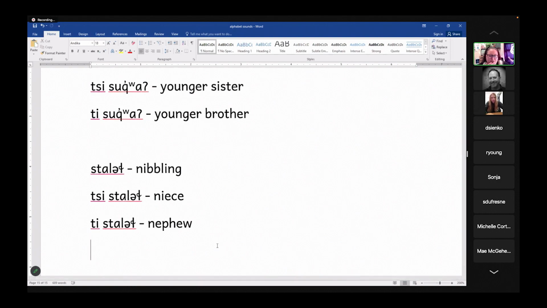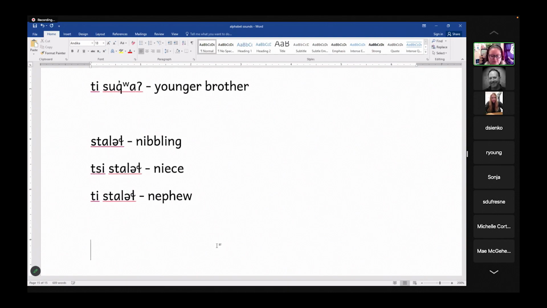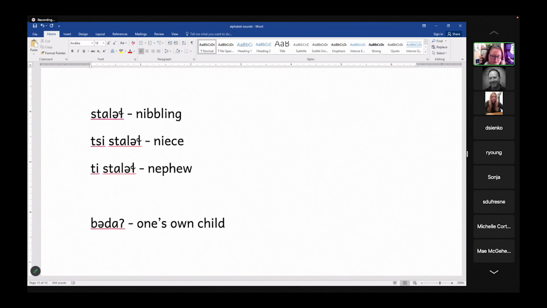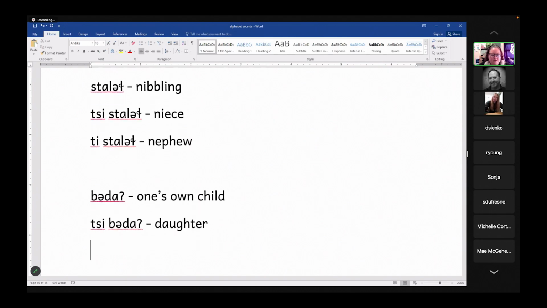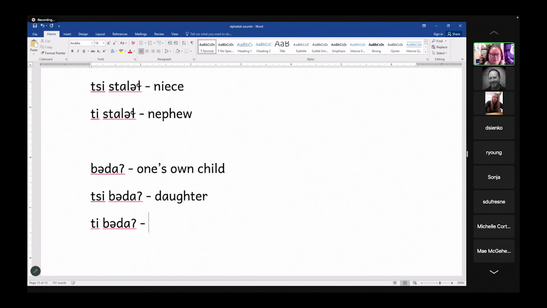Next, children. Bada. We remember that one. We used that when we were doing the alphabet. You should also know it because of badacha out here. Remember that is one's own child. Bada. So it's C bada, daughter, and T bada, son. Oops, no, not that. Son. Bada, C bada, T bada.